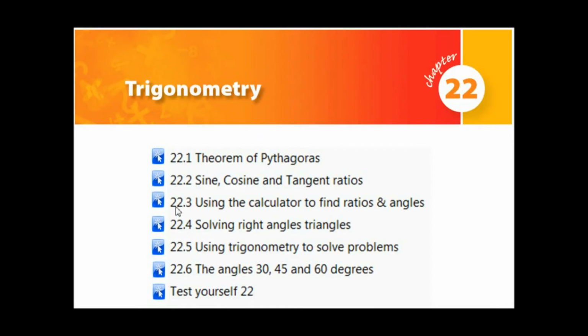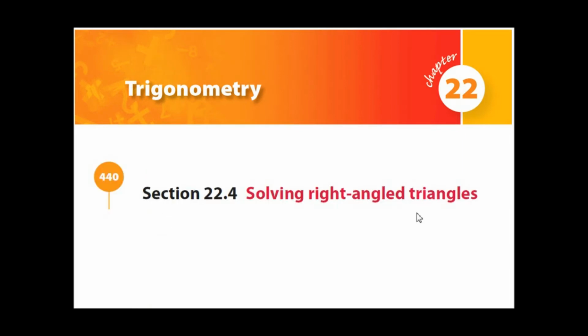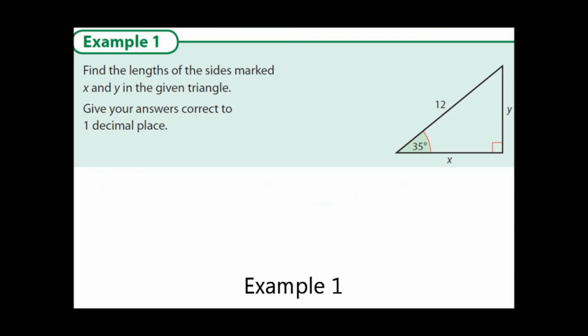Okay, here we have the fourth video in trigonometry. This time we're looking at solving right-angled triangles. In the first example, we have a triangle given here, and we're to find the sides x and y to one decimal place. Now let's label our sides. Compared to 35 degrees, we have y is the opposite, x is adjacent.